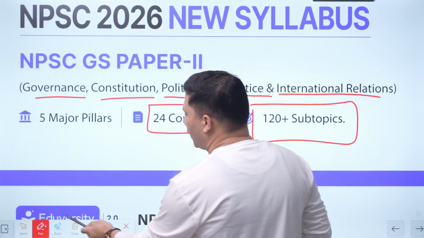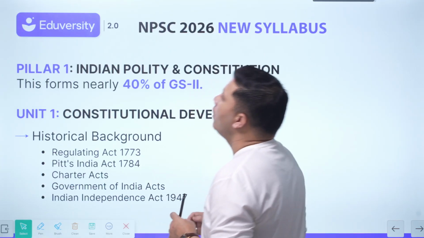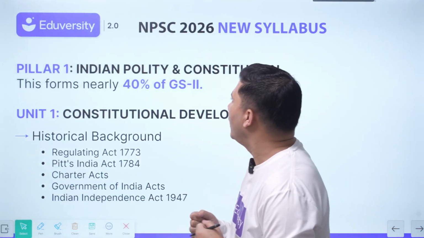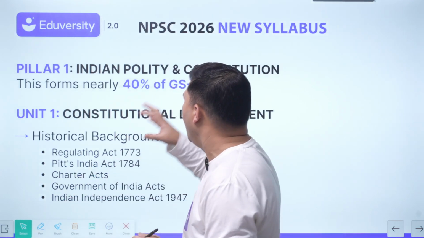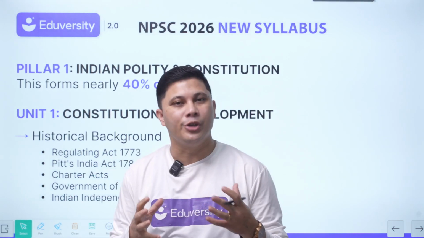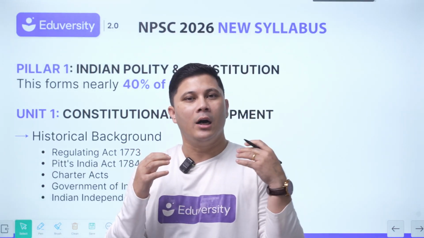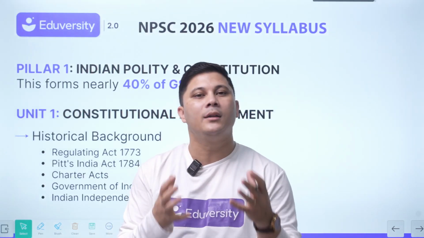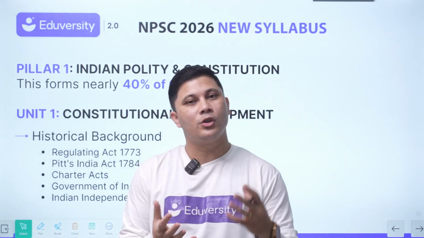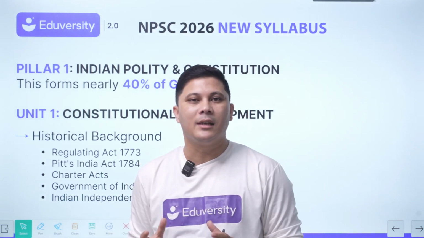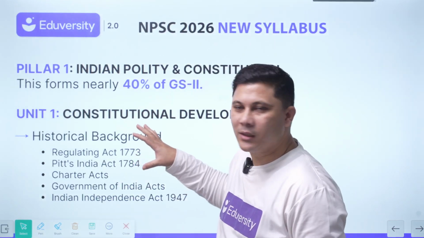Now in unit 1, in pillar 1, first of all you will have to study Indian polity and constitution, because it nearly forms 40% of GS Paper-II. But please be mindful that in the old pattern Indian polity was quite factual, but in the latest pattern, as it has clearly been mentioned, it will be of UPSC pattern, so you can expect the static plus the dynamic portion merging together, and you can get questions based on current events.